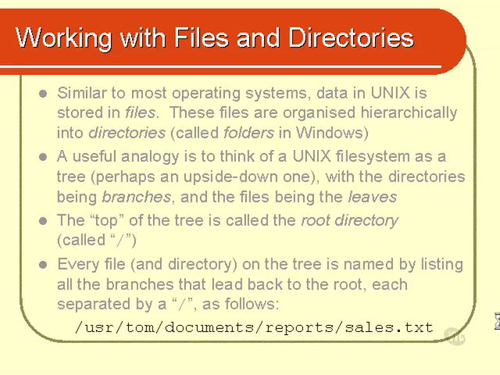We have a leaf or a file called sales.txt. That leaf is on a branch called reports, and that branch is on a larger branch called documents, and that branch is on a larger branch called Tom, and that branch is on a great big branch called usr, or user, and that branch is on the root, the / at the beginning. Notice that we use the / to separate the names of each of the branches and the files. Now, if that still doesn't make sense to you, then let's have a look at a diagram which hopefully will.